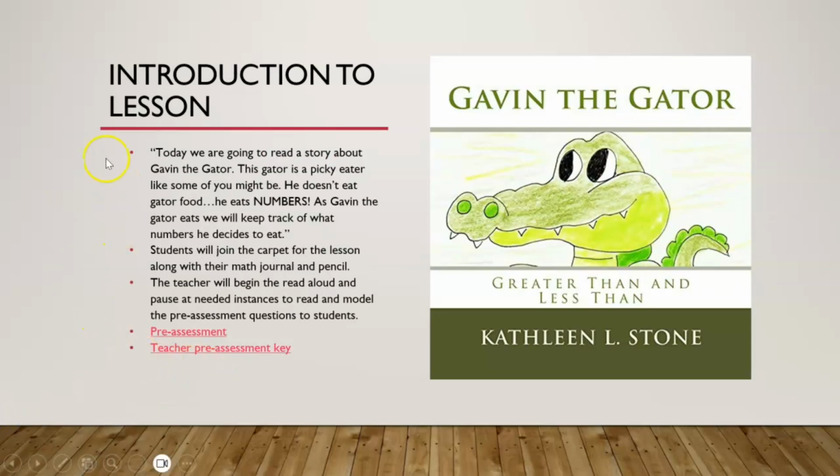So when I introduce my lesson, I would tell my students, all right, today we're going to read a story about Gavin the Gator. He's a picky eater like some of you guys might be, and he doesn't eat gator food. He only eats numbers, and big numbers. That's his favorite, is big numbers, not small numbers.